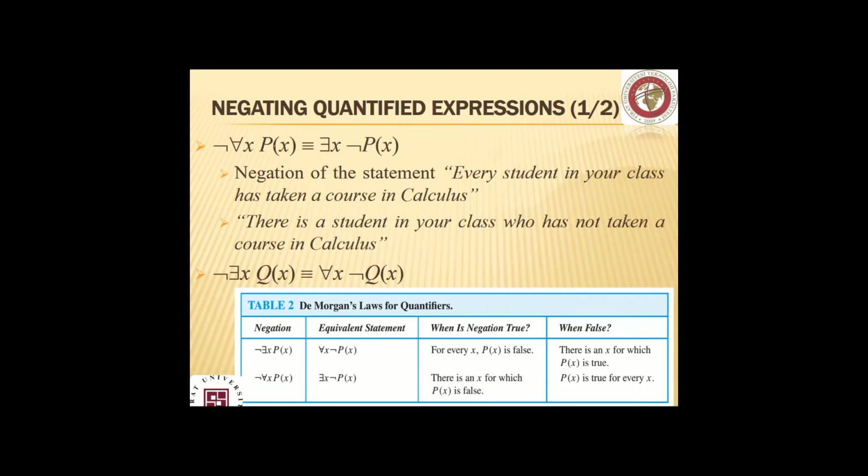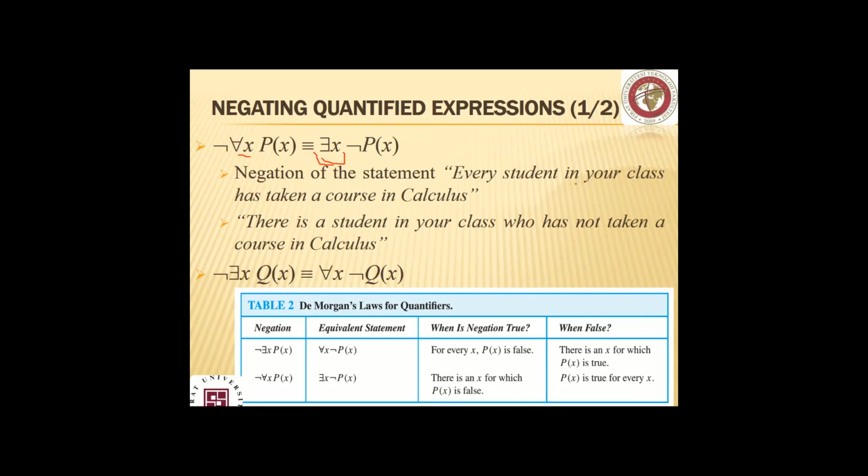If not all values, for all values of x, p(x) is true, then at least there's one value that makes p(x) not true. So what happens here? The negation of the universal quantifier takes us to the existential quantifier, and the existential quantifier of what? p(x) must also be negated.